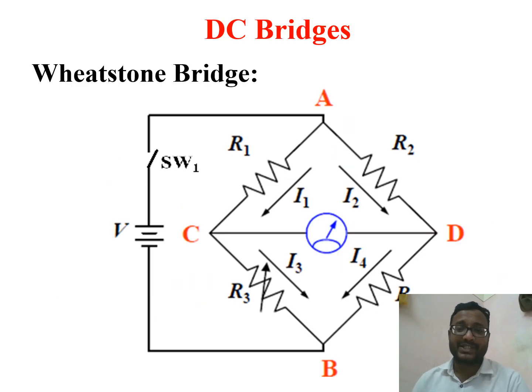So now coming to the first one, DC bridge. In that DC bridge, the first one is the Wheatstone bridge. So what is the purpose of the Wheatstone bridge? We can calculate the unknown resistance value.